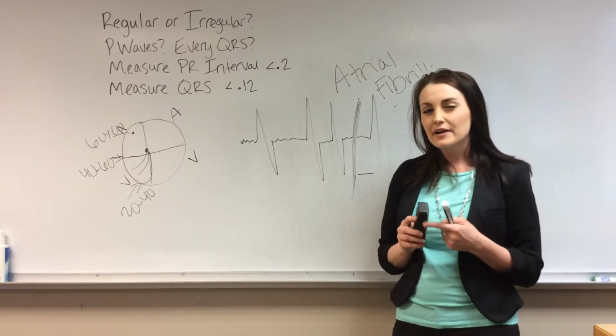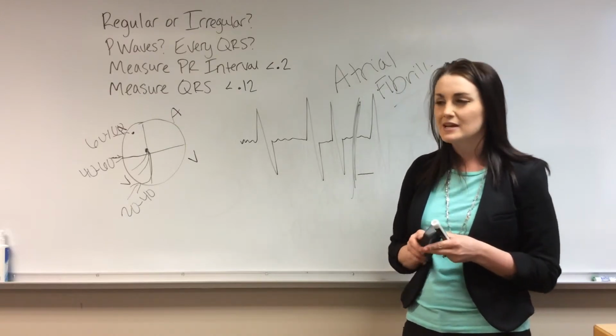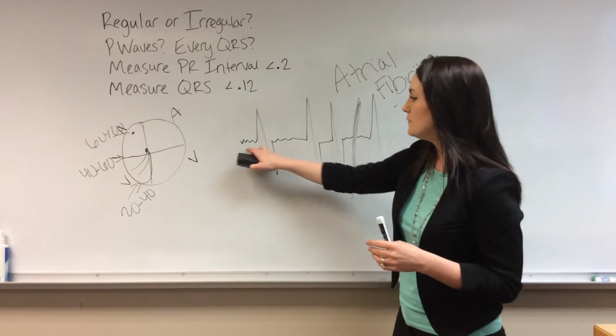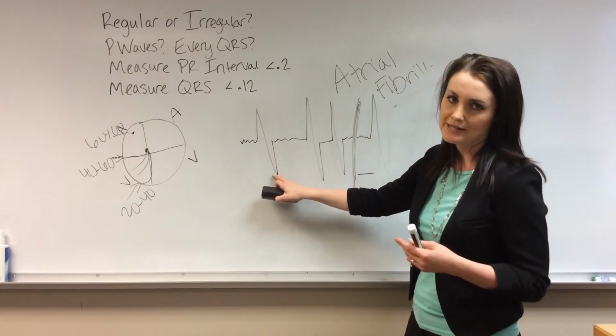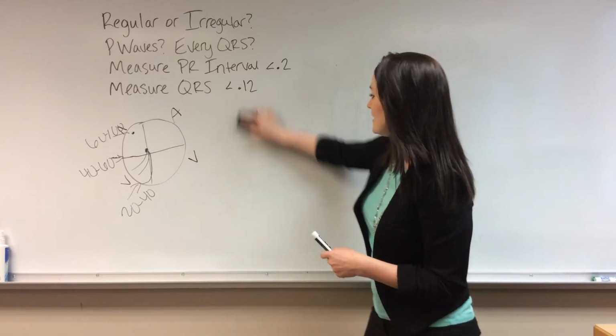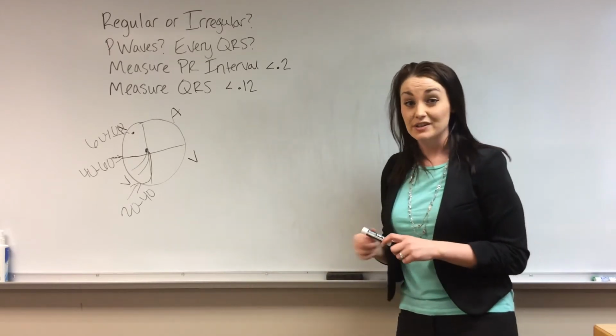So think irregular, no discernible P waves. It's going to look squiggly and fibrillatory with normal QRSs. They're just irregular. Okay, on to the next atrial dysrhythmia.